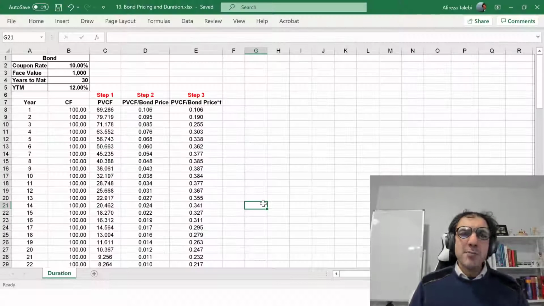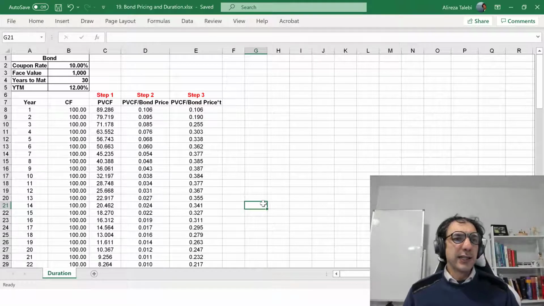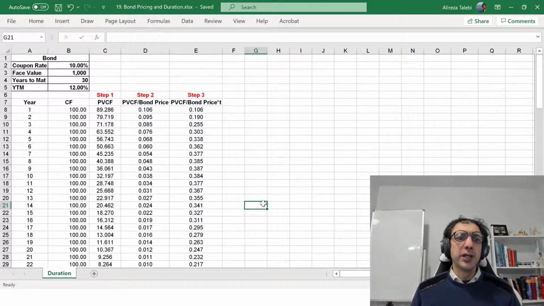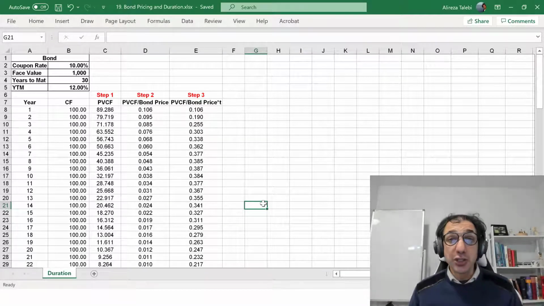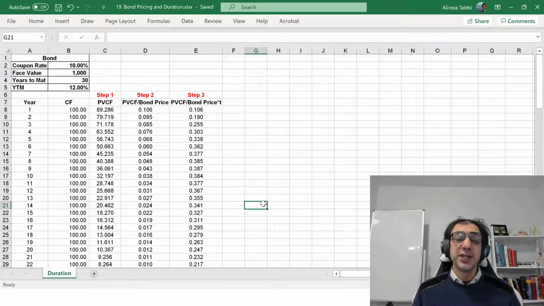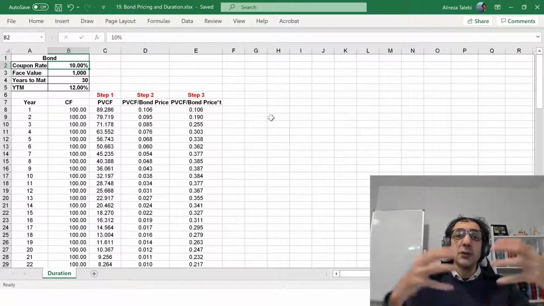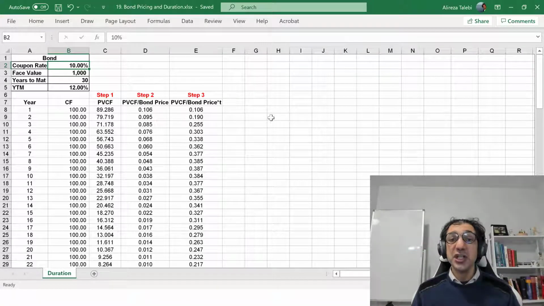Here is the example I mentioned. You have a bond which is going to expire in 30 years. So the years to maturity is 30 years. The coupon rate is 10%. The face value is $1,000, so you will receive $1,000 30 years from now. And let's assume your yield to maturity or discount rate is 12%.